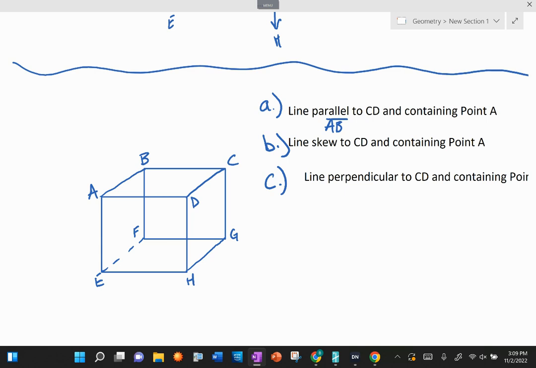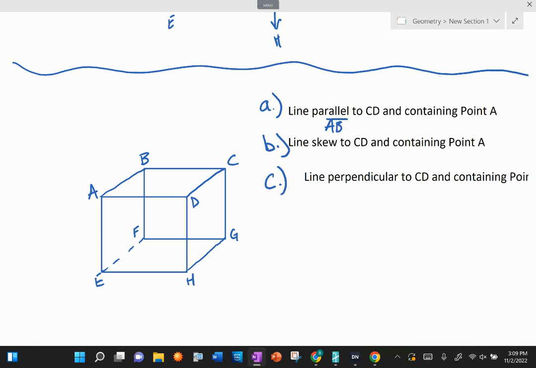What'd you say? EF parallel. To be parallel, they have to be on the same plane, because if they're not on the same plane and they don't intersect, they're not parallel lines, they are skew. Okay, so letter B.